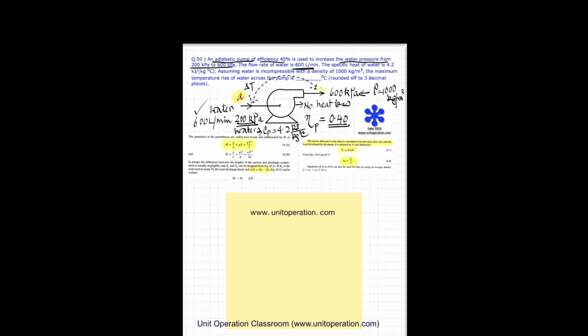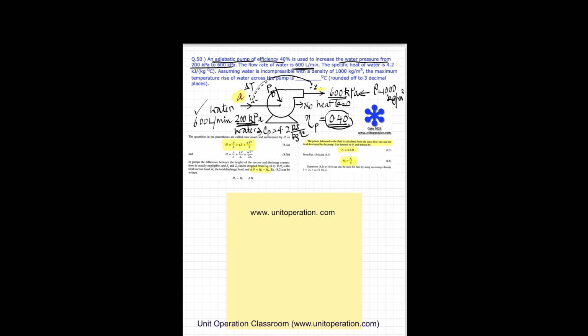First we have to find out how much power we have to put in. Let's call that PB. How much power we have to put in to increase the pressure of the water from 200 kilopascal to 600 kilopascals. And after that, 40% of that would be used to increase the head of the water, whereas 60% would go for increasing the temperature of the fluid between these two. So first, let's do the calculation.